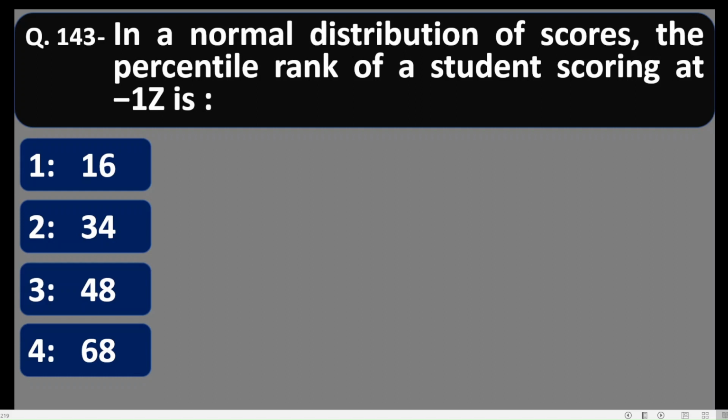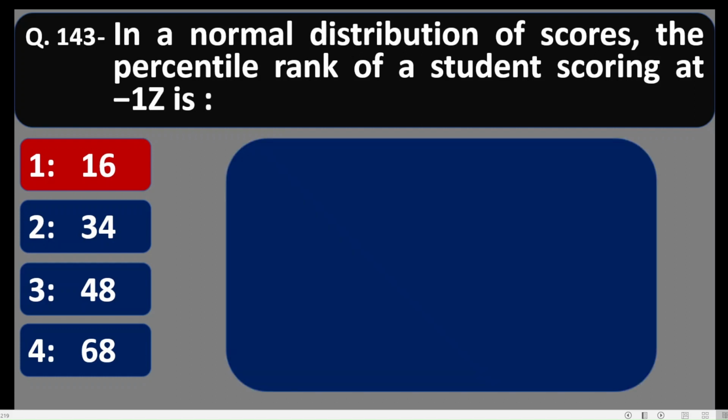If his score is converted into Z, then we will get -1Z. On the basis of this information, we have to find his percentile rank, and for that we have to use the normal probability curve. How the normal probability curve will be used, we'll see after selecting the correct option. The correct option is 16. The percentile rank of the student who is scoring at -1Z in normal probability curve is 16.